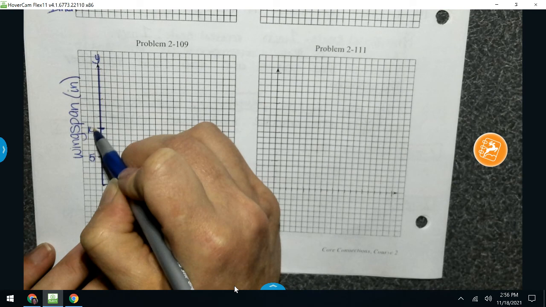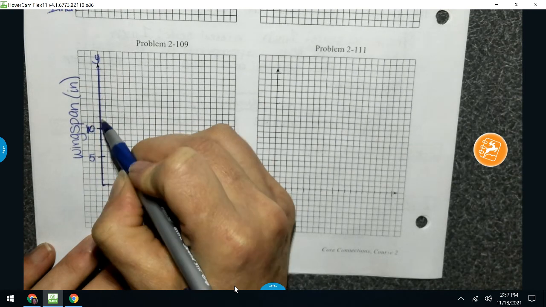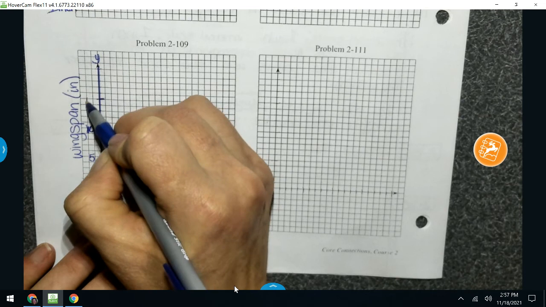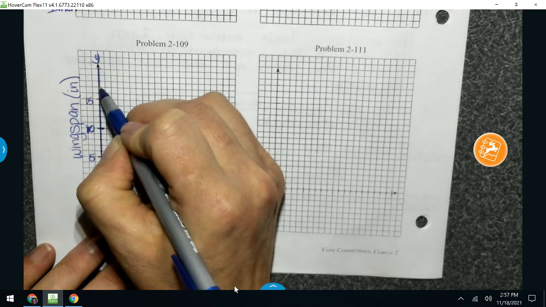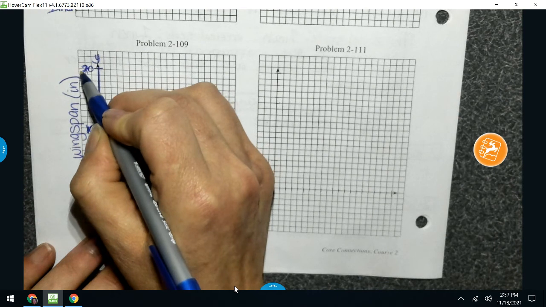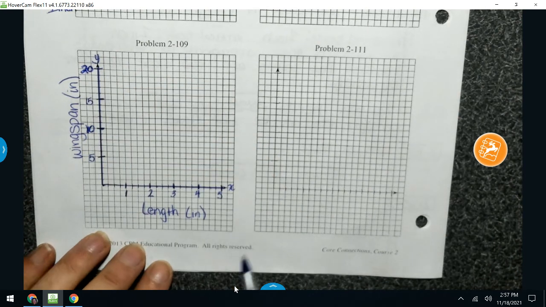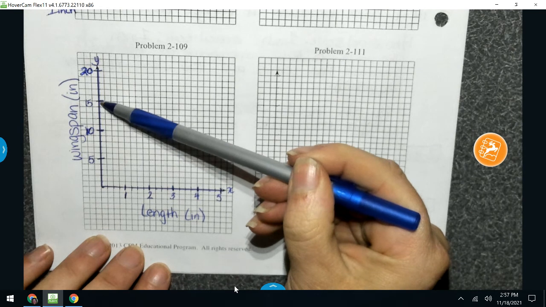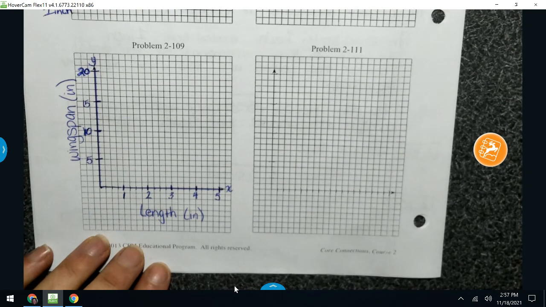That makes 10, 15, and 20. And so the fact that it goes up to 20 here means that my biggest one, which is 14, my largest number, will absolutely fit on this graph.